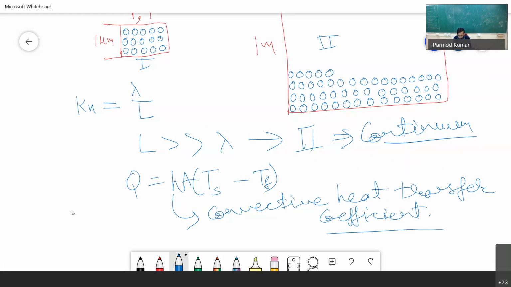So this effect h actually accounts for the conditions of the surroundings with which heat transfer is taking place. Depending upon that, it specifies the variation or the rate at which heat transfer is taking place. Am I clear?